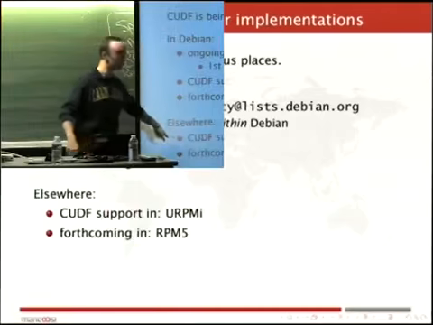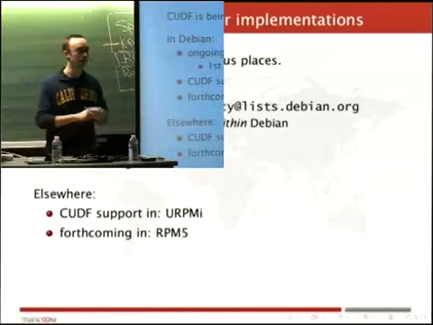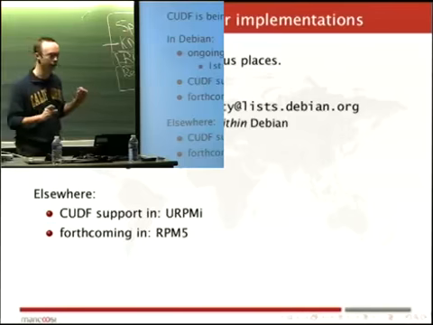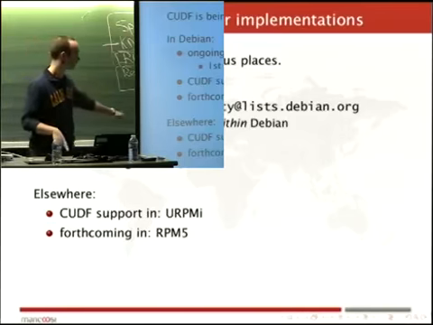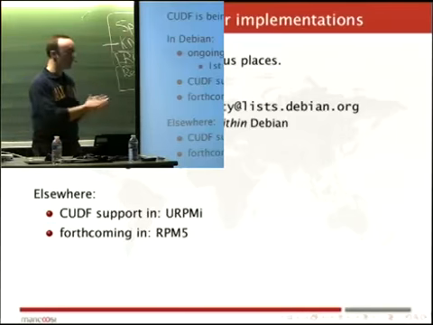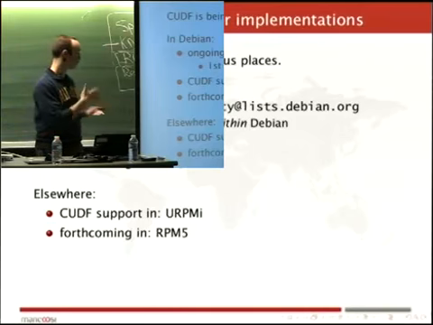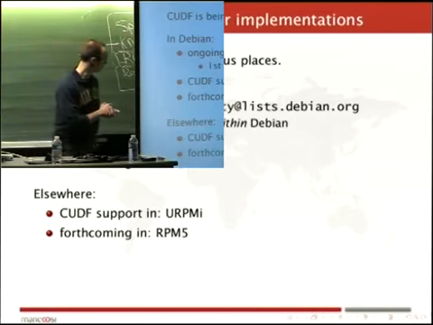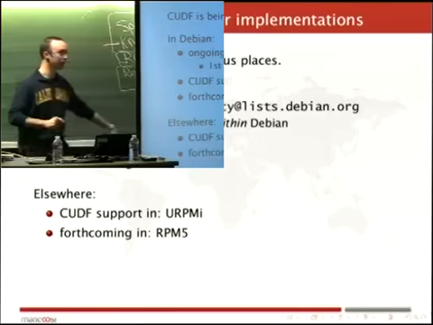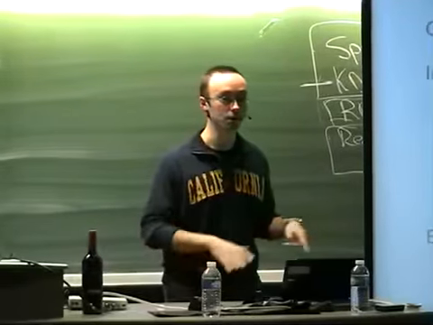Elsewhere, in URPMI, which is the package manager for Mandriva, and I'm not sure if also on some other distro, anyhow, it has support for dumping the status of a user request in CUDF format. And it is forthcoming in RPM5, the RPM fork maintained by Jeff Johnson.